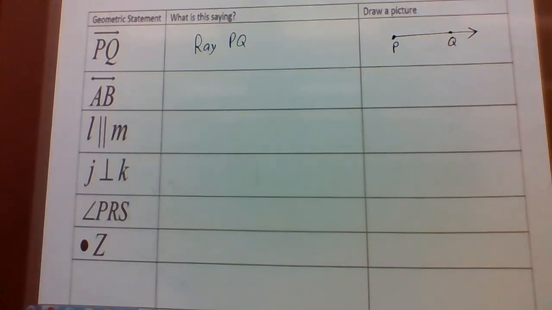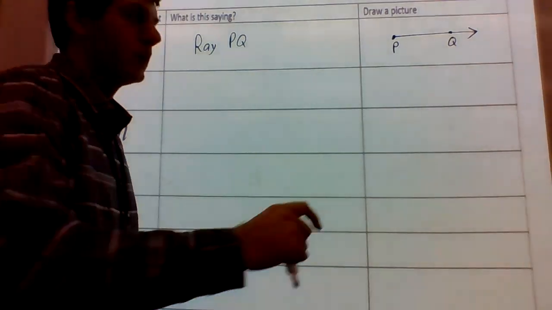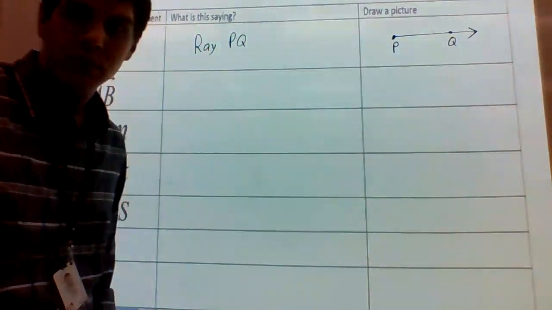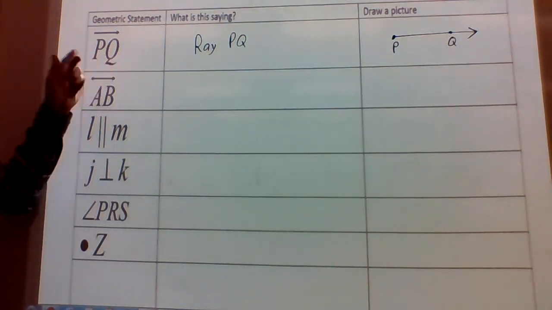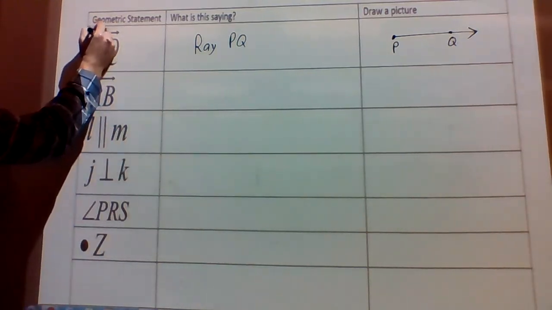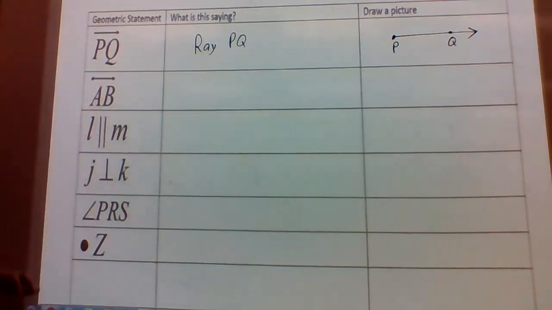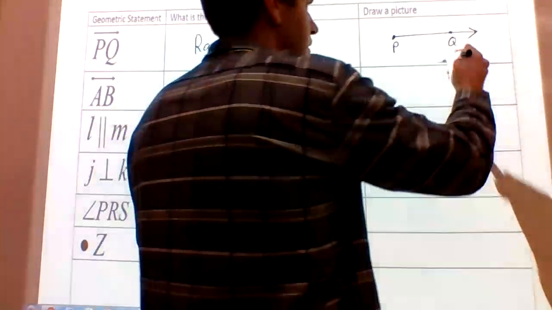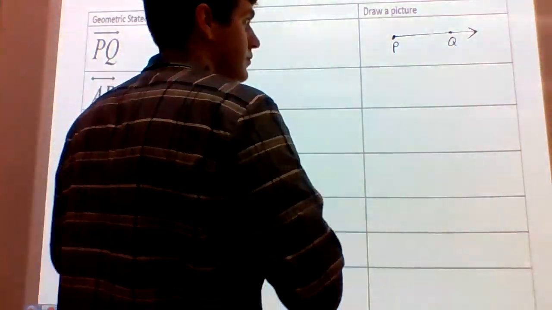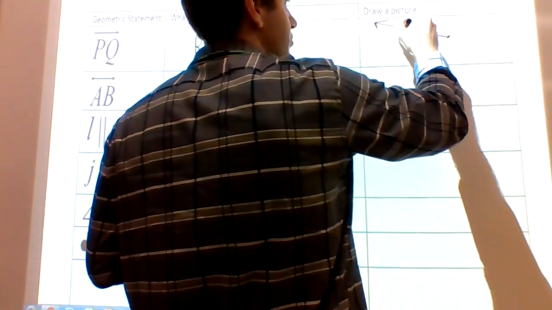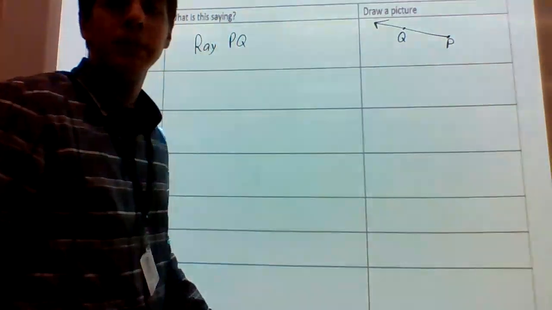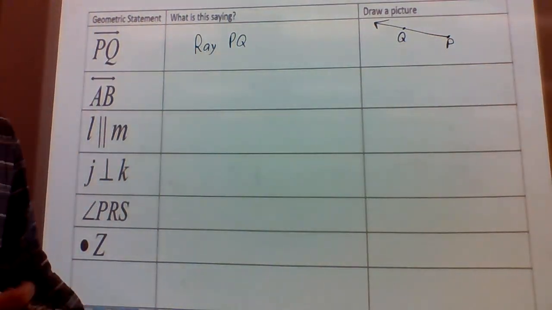A ray has one endpoint, and then it goes to infinity in one direction, passing through the other point. When we label it PQ, P is our endpoint because there's no arrow on this side. The side that has the arrow over it is the side with the Q, meaning the endpoint is P and it's going to Q. We could draw this a number of different ways, whichever direction we wanted, as long as the endpoint was P and it was going through Q.